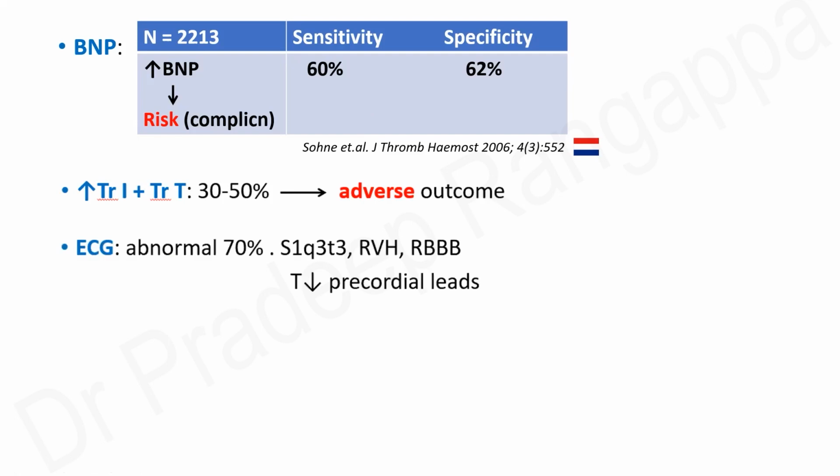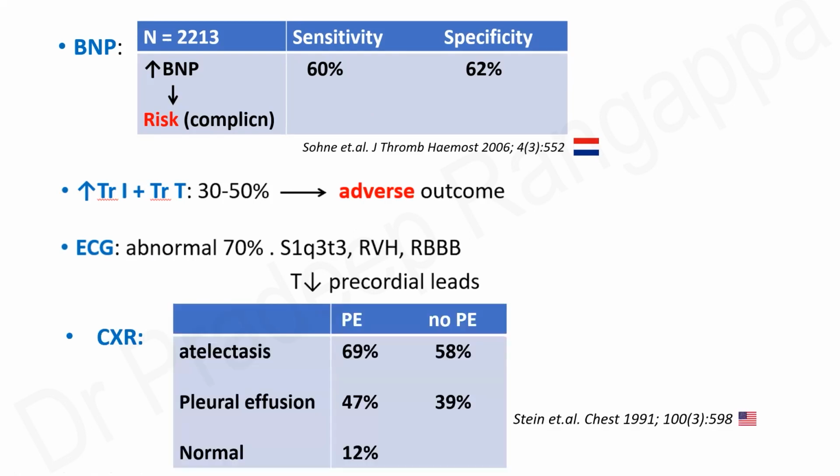ECG can be abnormal in 70%. The typical S1Q3T3 can be present, RVH with strain can be present, RBBB can be present, or non-specific T inversion in the precordial leads can be present.